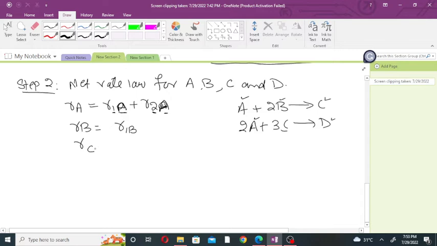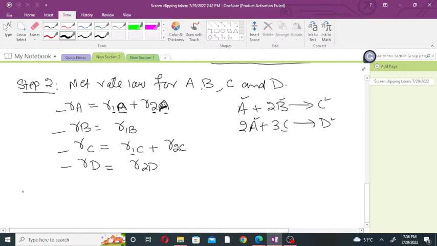Similarly, RC, the rate of formation of component C, is equal to the rate of formation of component C in reaction number 1 plus the rate of formation of component C in reaction number 2. RD is equal to the rate of formation of component D in reaction number 2. So these are the net rates for components A, B, C and D.